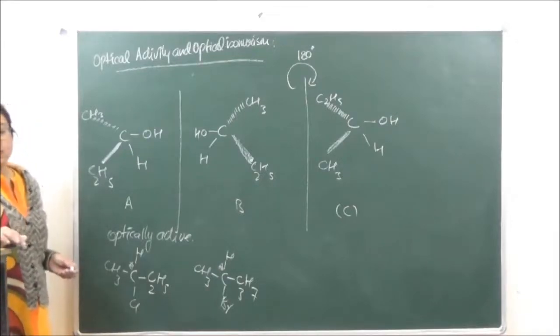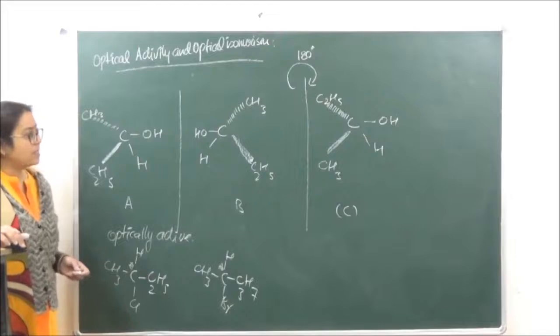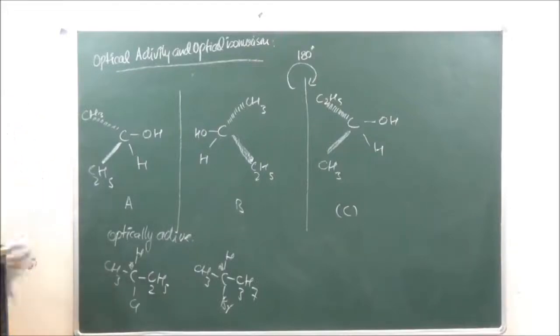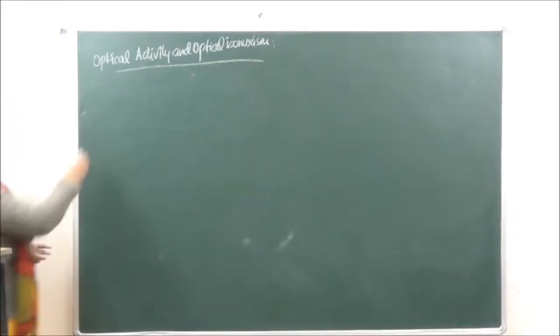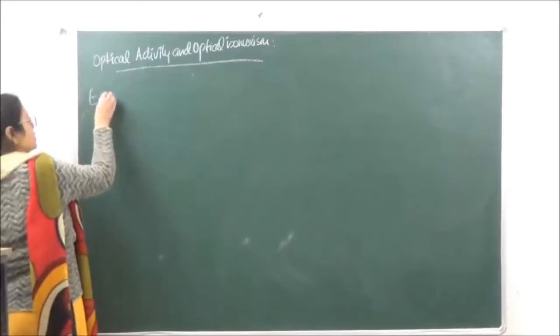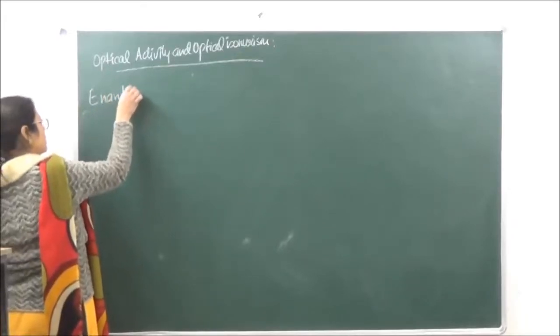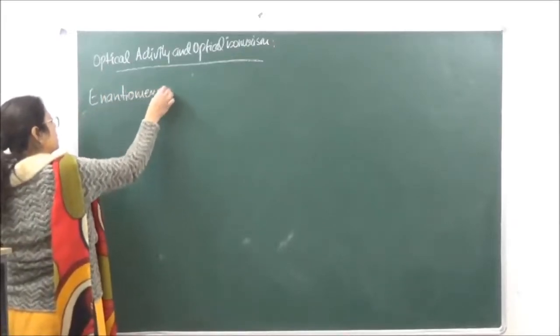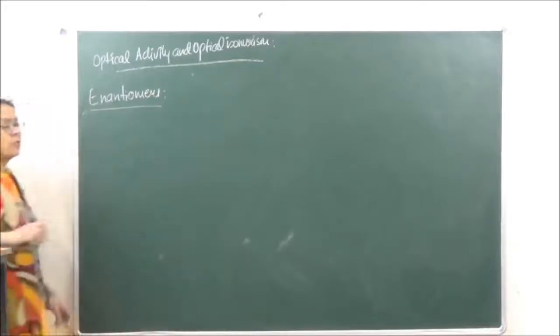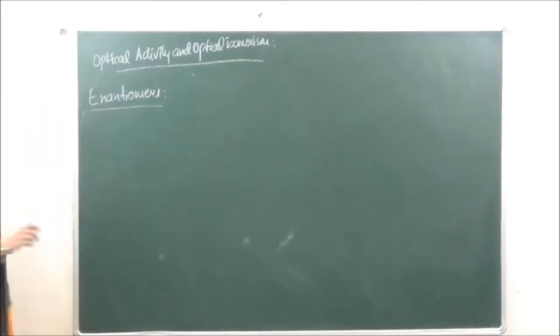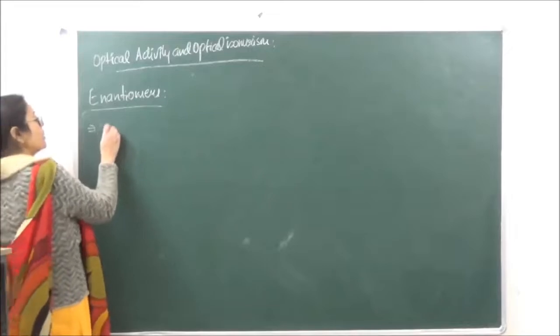Is it clear? So in a similar manner, we have another term over here which is known as enantiomers. What are enantiomers? Enantiomers also are non-superimposable mirror images.